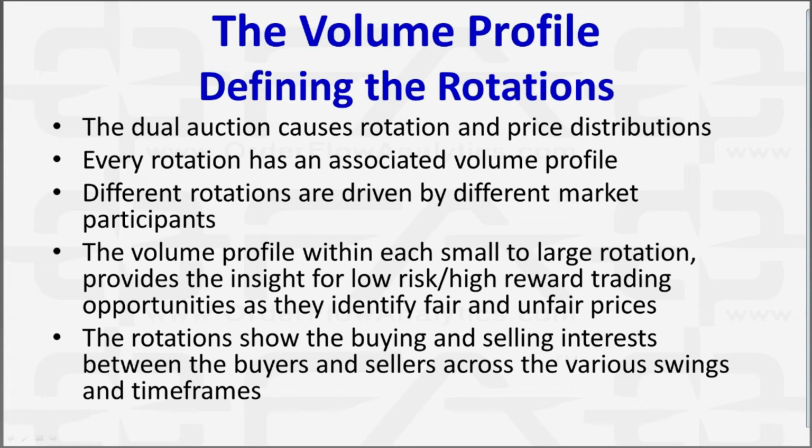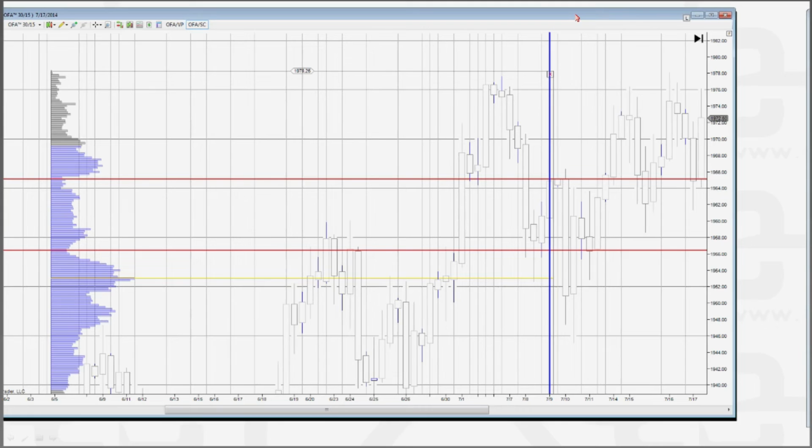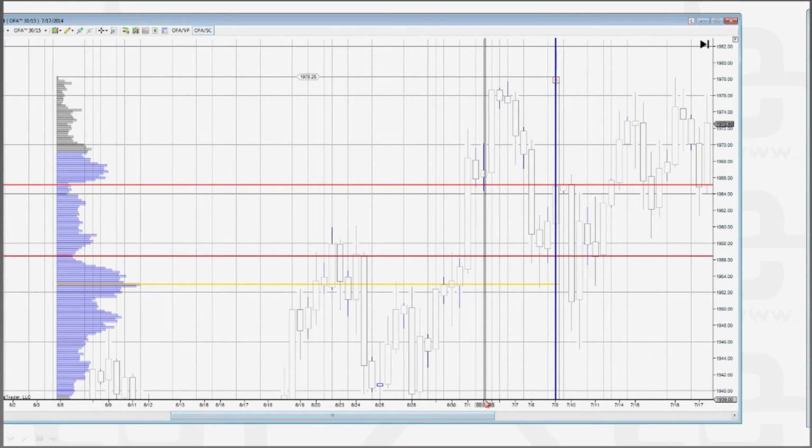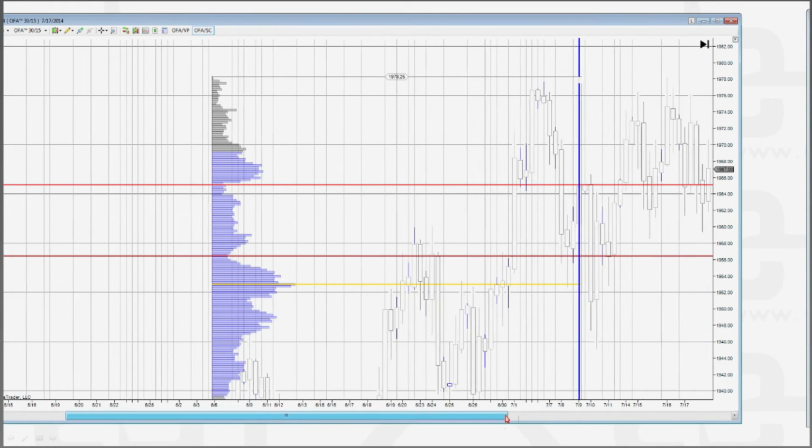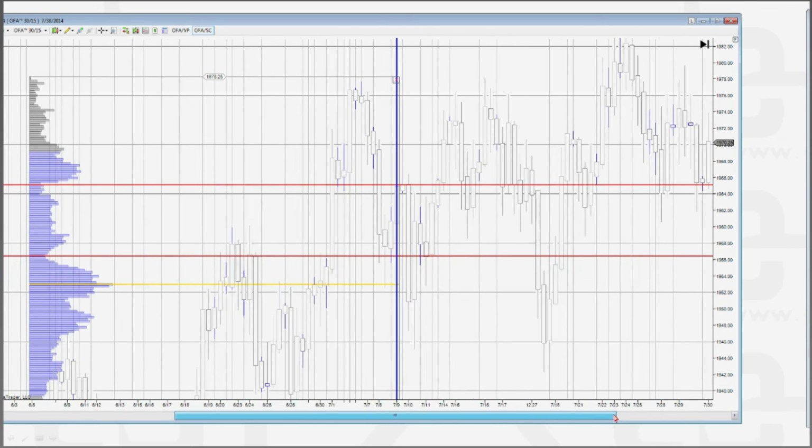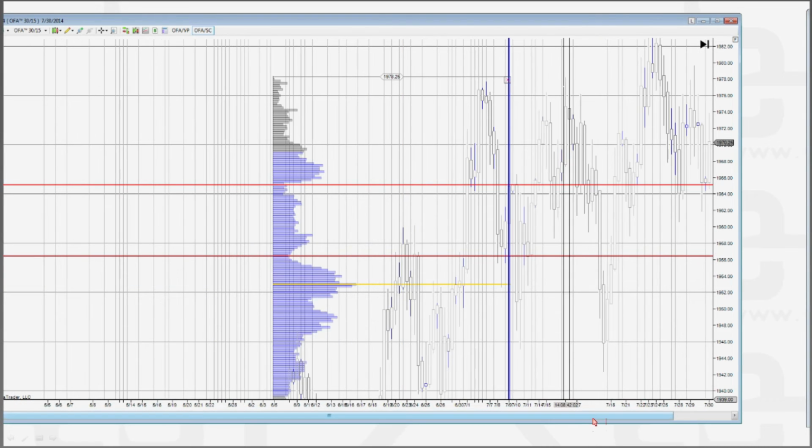Those are the rotations, and that's how we start to use volume profile as it develops. The next thing that I would do in this, there's my volume profile. Next thing I would do is, let me scrunch this up a little bit more.